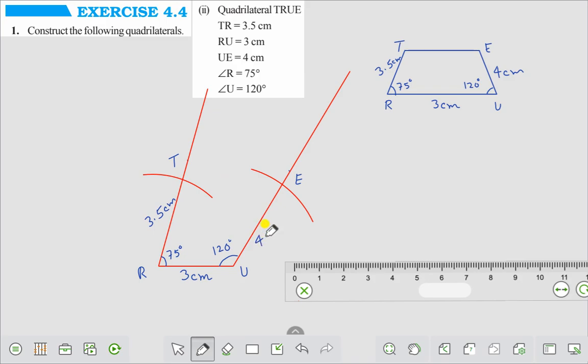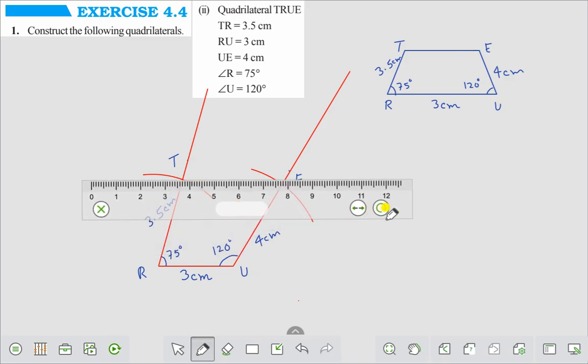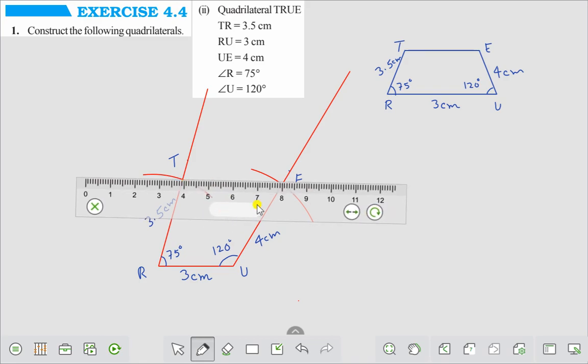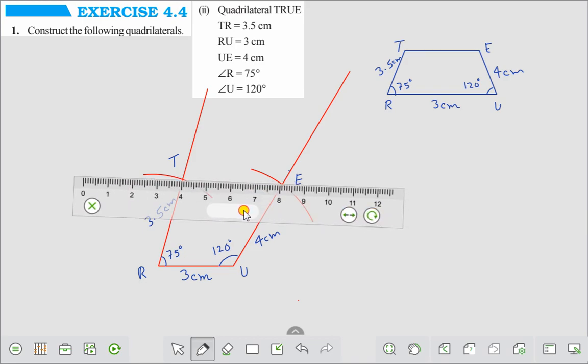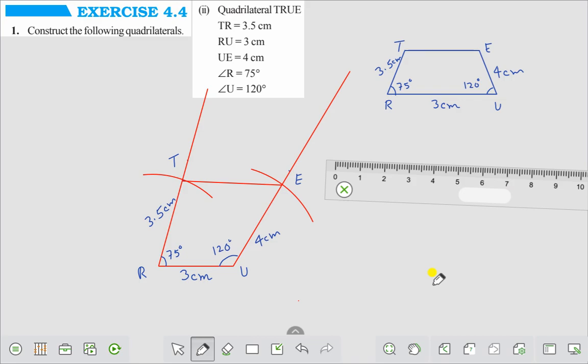Now join T with E with the help of this ruler. This is our required quadrilateral, right?